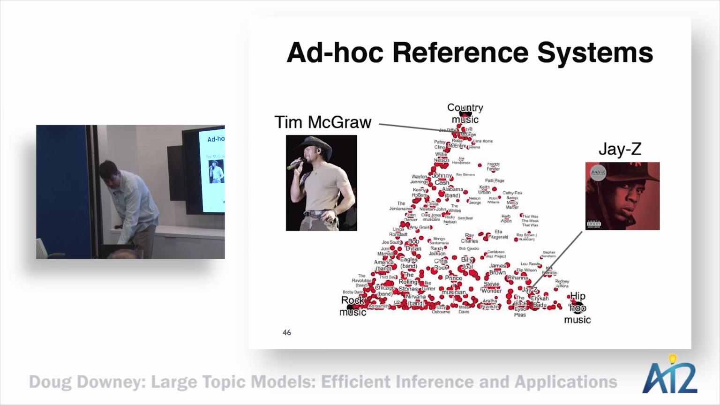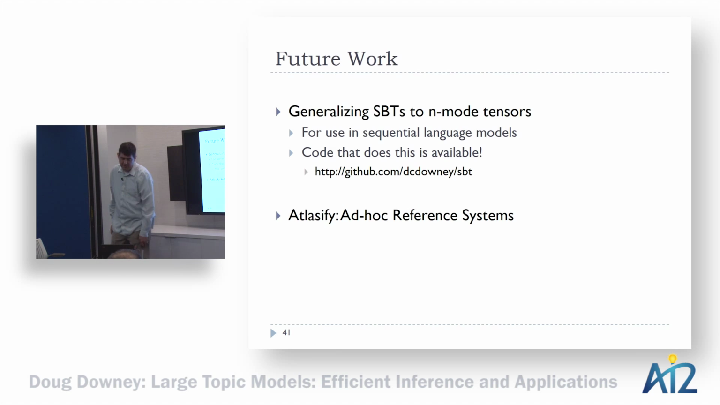These relatedness measures do okay. They'll put Jay-Z close to hip hop and Tim McGraw close to country. So that's one of the things we're working on in Atlas Phi next. All right, thank you very much.